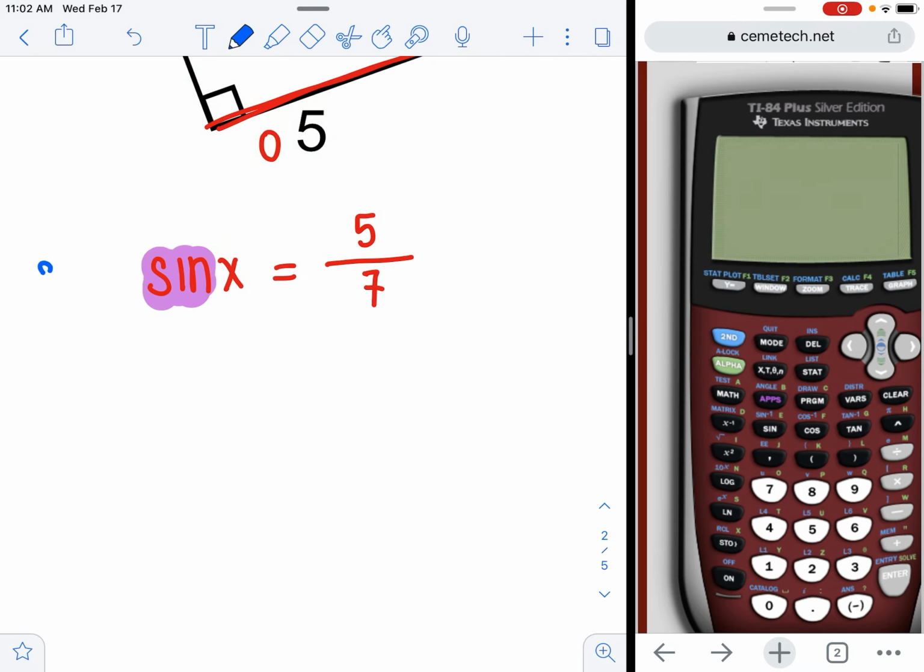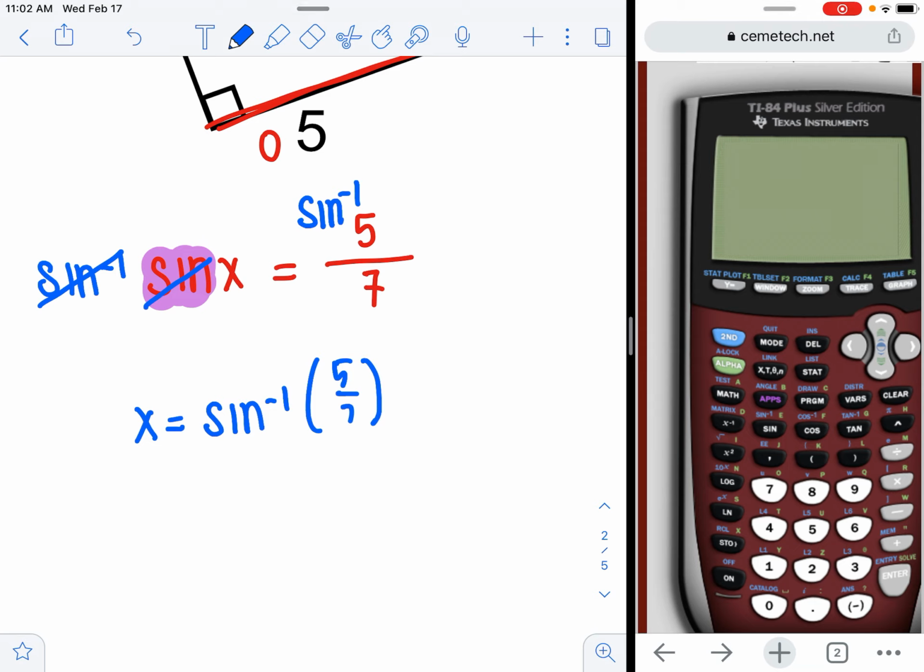Okay, so now remember, to get rid of this sine right here, we are going to use sine inverse. So we'll sine inverse this side, but what we do to one side, we have to do to the other. So we have to sine inverse this side. These sine inverse and sine will cancel each other out. You have x equals sine inverse of 5/7. And now we're going to type that in our calculator.